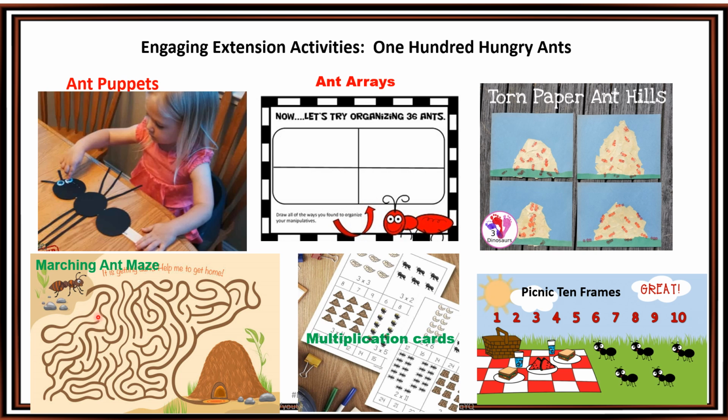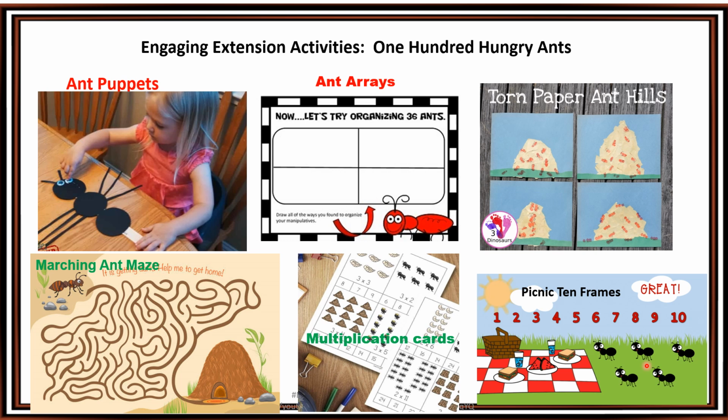Marching ant maze, it is in order to develop the logical thinking skills. And multiplication cards can be given. How it can be arranged, like grouping 2 by 3 or 4 by 5 into rows and columns, it can be done. And picnic 10 frames also, like only the 10 numbers. Roll the dice, all the ants are going to the picnic, they can count. You can give the number names and the numbers also. Counting and writing the numbers also can be done.